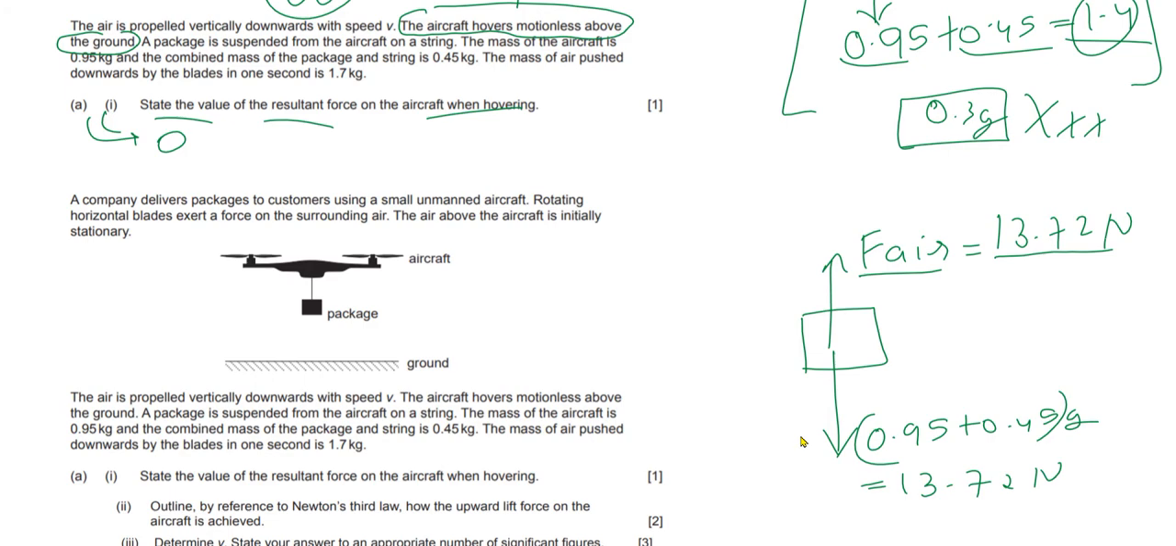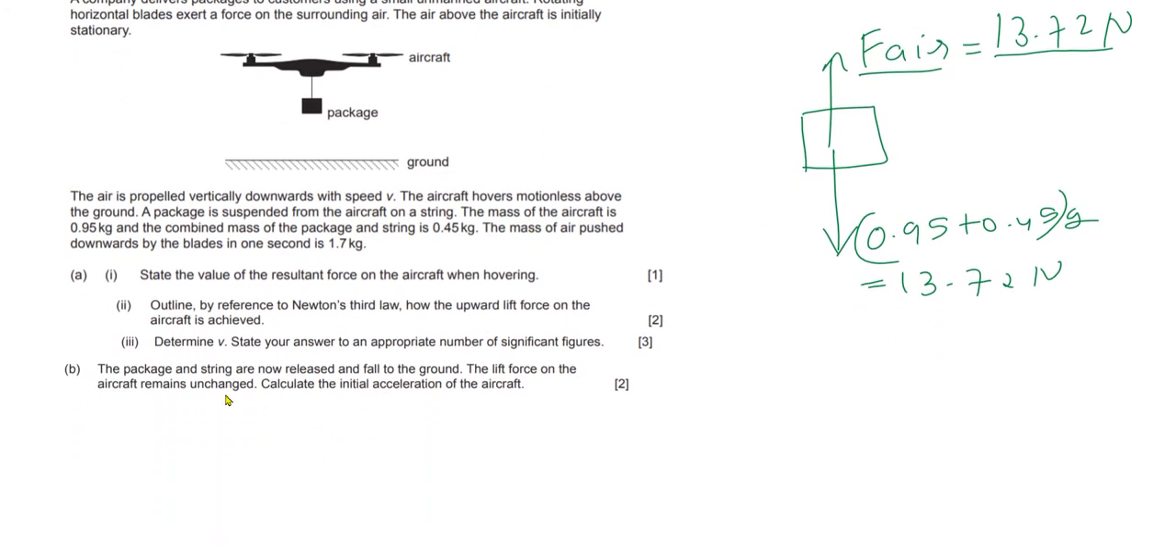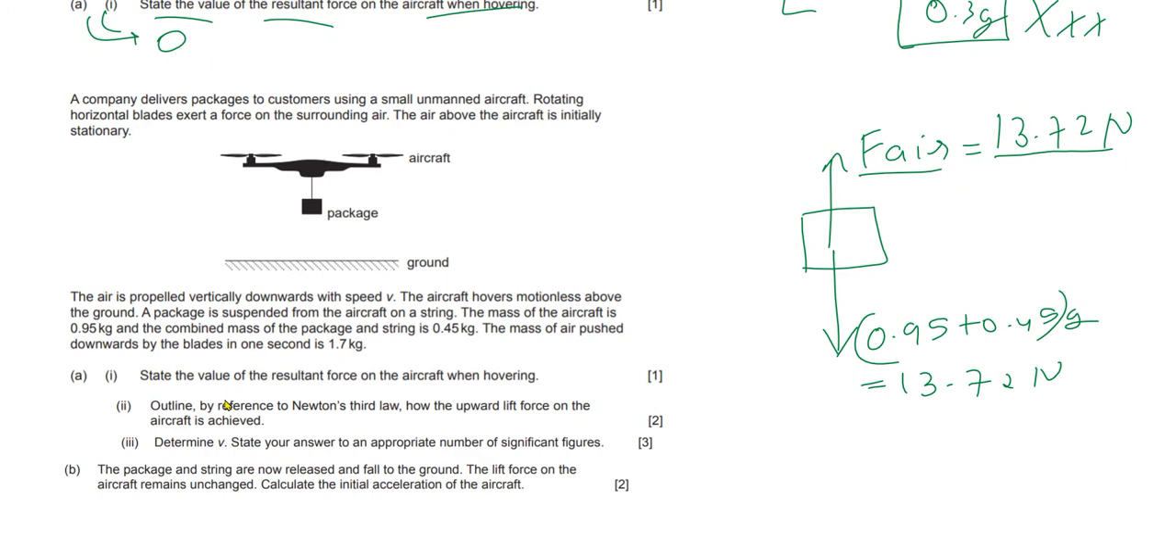Yes, sir. So now let's read the B part. So this was your original free body diagram. What was happening? Now the package and the string are released and they fall to the ground. So the lift force on the aircraft remains unchanged, which means this 13.72 remains unchanged, and the only difference is this, the string and the package are gone. This implies this 0.45 has to vanish, isn't it?